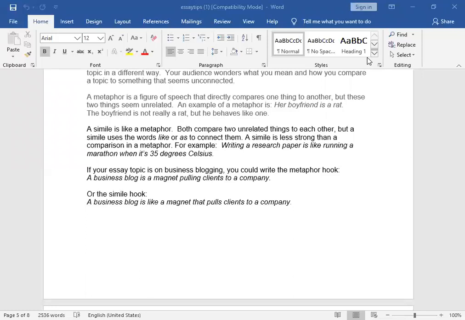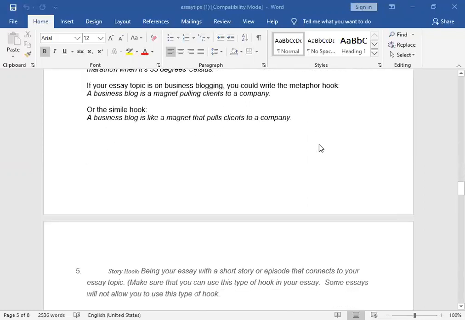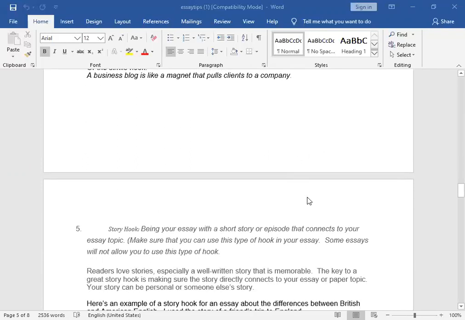So if your essay topic is on business, most of us have a business mindset or probably would want to do business later in life. So if your essay is on business blogging, you could write the metaphor hook: "Business blog is a magnet pulling clients to the company." There must be a leader of that business organization. So we say "Yusra is a magnet," which means Yusra attracts people to a shop. That was our last lesson.